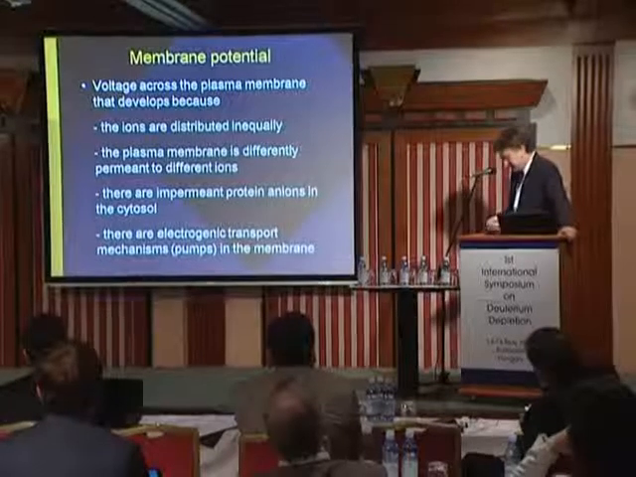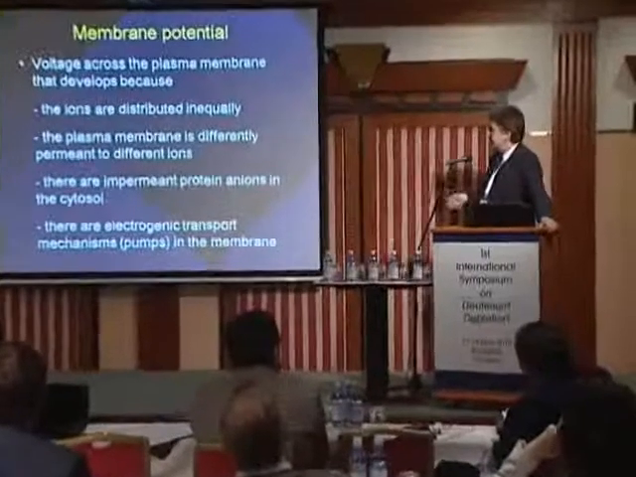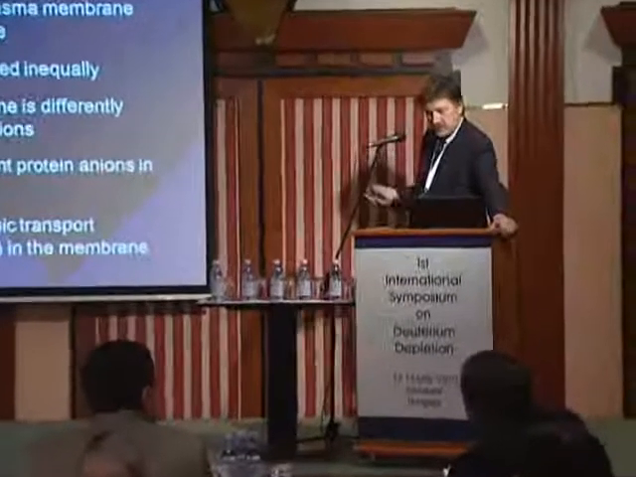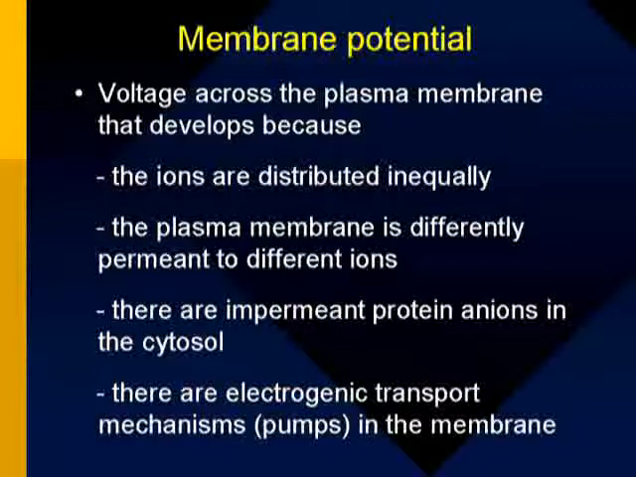As we know well, all living cells develop voltage across the plasma membrane, and this membrane potential is due to different factors. For example, the unequal distribution of the ions across the plasma membrane, and the unequal permeability of the ions across the plasma membrane, and the presence of negatively charged proteins in the cytoplasm, and the presence of electrogenic pumps in the membrane, which contribute to this voltage.